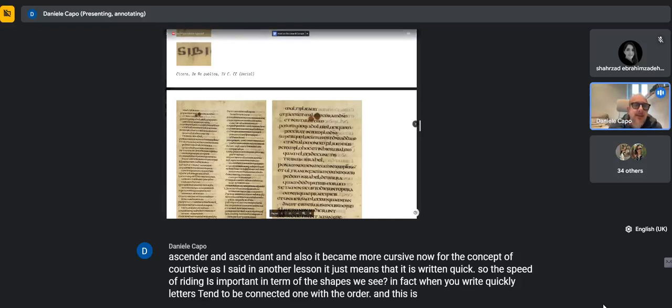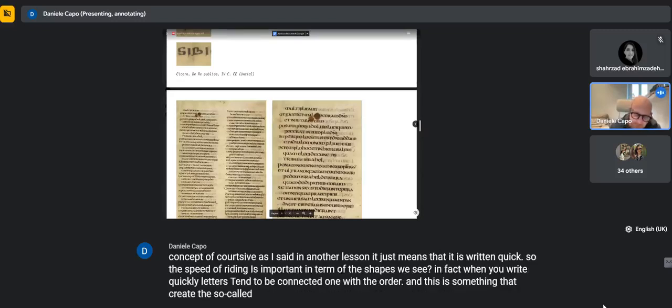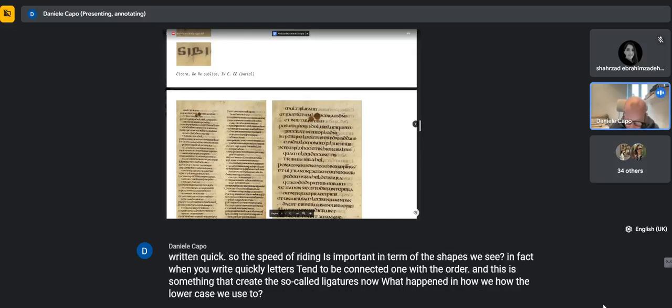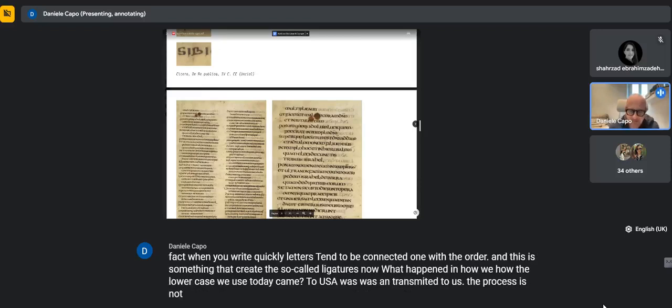And this is something that creates the so-called ligatures. Now, what happened and how the lowercase we use today came to us in some way was transmitted to us. The process is not that linear.